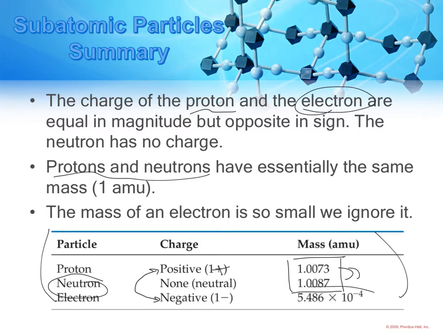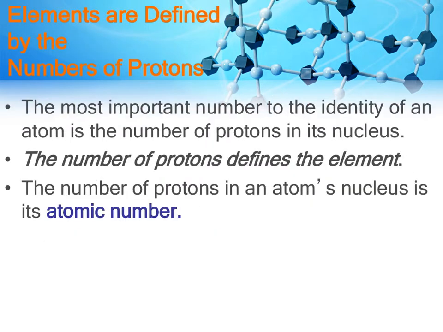We are going to assume that the mass of the electron is negligible. We're just going to say that the mass of an electron is 0, even though we know there is a mass. It's so small compared to the mass of the proton and neutron that we are going to ignore it for simplicity.